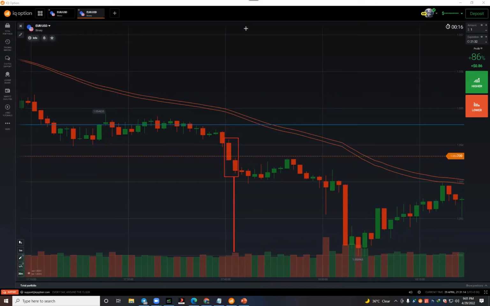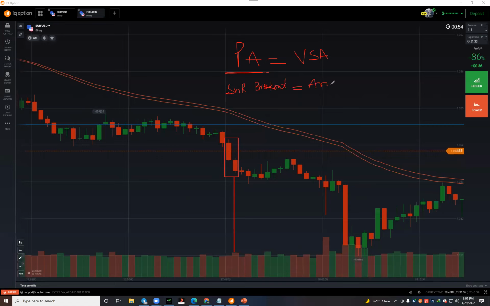The anomaly trading needs to be combined with the price action strategy, PA and VSA. So which is the price action strategy? SNR breakout, the strategy I teach you, right? And then the anomaly. Combine these 2 things together. Then you have to trade SNR breakout or a candle closing on the SNR. So this will be your filter.